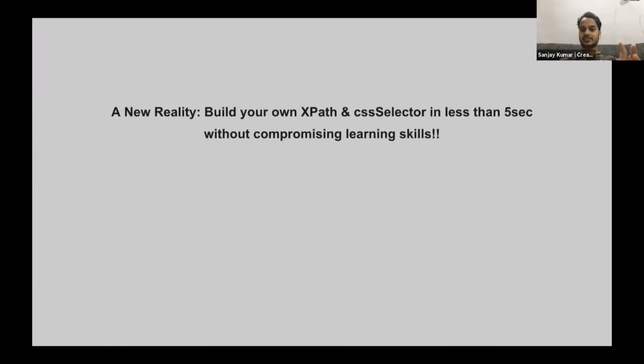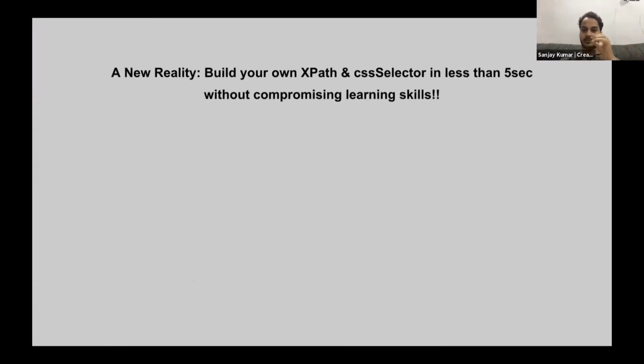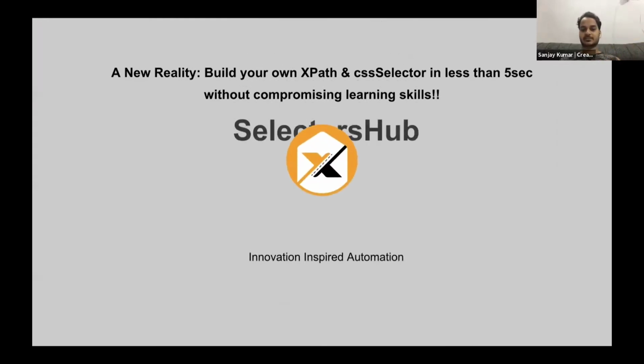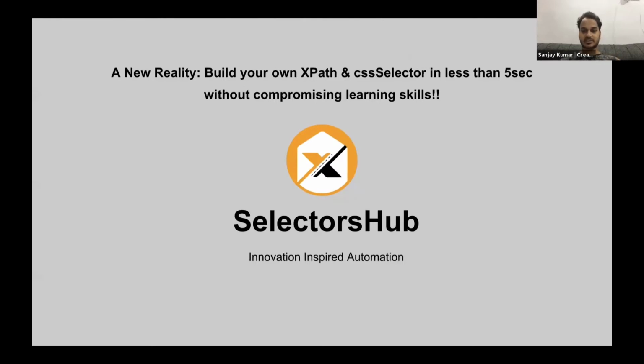Inspired from that idea, here's a new innovation and new reality. Build your own XPath and CSS selector in less than 5 seconds without compromising learning skills. Because when we are using tools like ChroPath, if you are a beginner, you will forget writing. We are losing XPath writing and CSS selector writing skills, and we will never become an expert. So here is an innovation inspired automation, SelectorsHub. And this is the new reality.